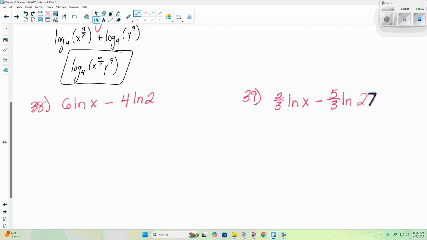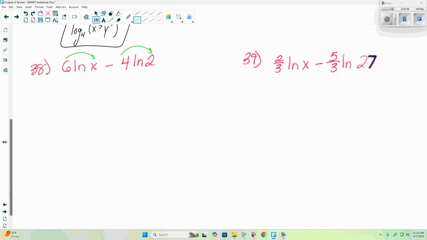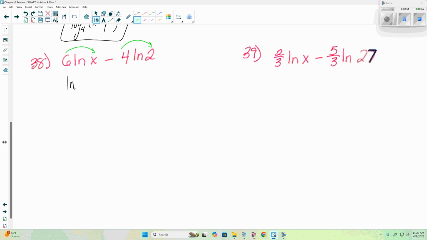Let's look at 38, 39. 38. 6 ln of x minus 4 ln of 2. Well, first step is our powers. So we move the powers back up. 6 ln of x is going to become the natural log of x to the 6. Negative 4 ln of 2. Well, we're going to take the negative with the 4, which is going to change it to plus ln of 2 to the negative 4th. Questions on this here?